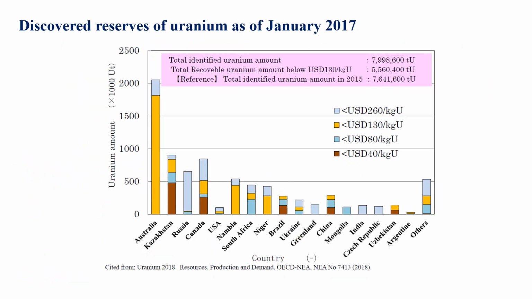These are the discovered reserves of uranium as of January 2017. So we have a lot of reserves in Australia, in Kazakhstan, and in Russia. We also have some in South Africa, in China, in Mongolia, and in India. As you can see, uranium is very much available in many areas, unlike your coal and your fossil fuels and your natural gases.